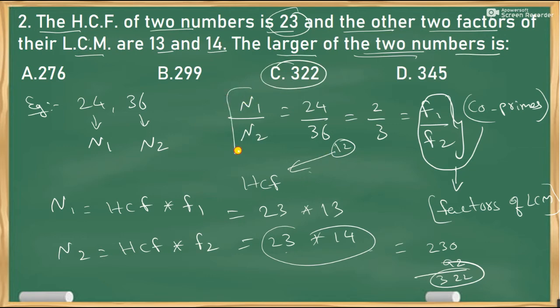Clear? It's very simple. So one number is nothing but one of the co-primes, that is a factor of LCM, into HCF. The other number is also a factor of LCM into HCF. So I hope everybody is clear with this concept. Now let us see the next question.